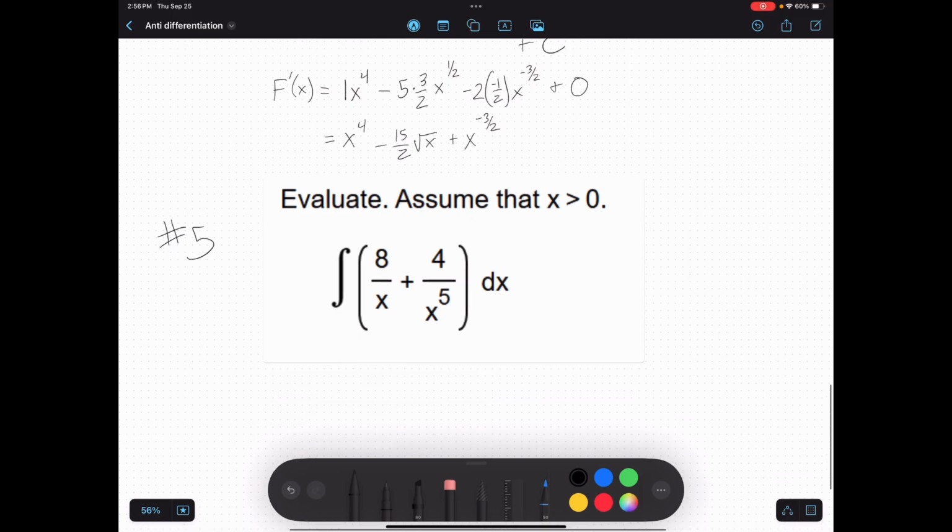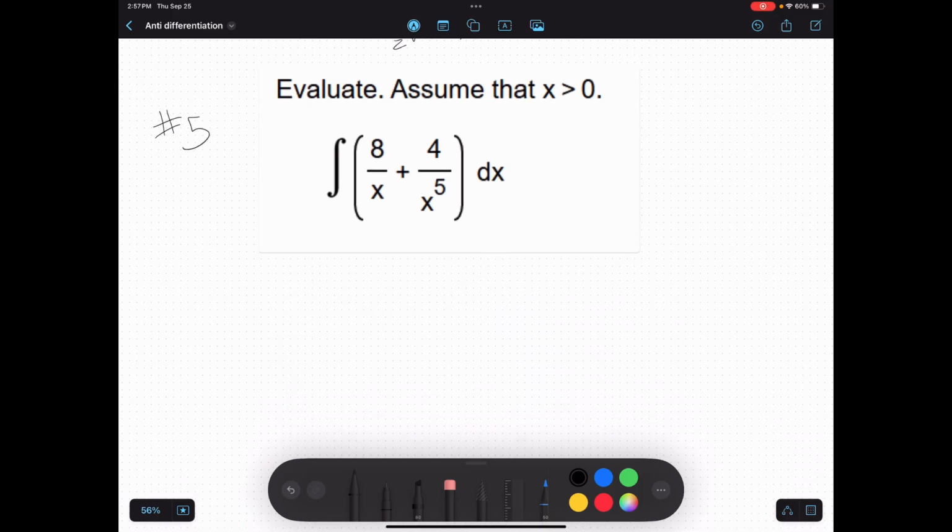Okay, next I want to look at number 5. Very similar, just another antiderivative that it's asking me to find, but slightly different things that we're looking at here. Once again, I can split this up into 2 different antiderivatives because I have this addition in between. And both of these have a constant in the numerator. That counts as a constant multiple, which means I can pull those constants out.